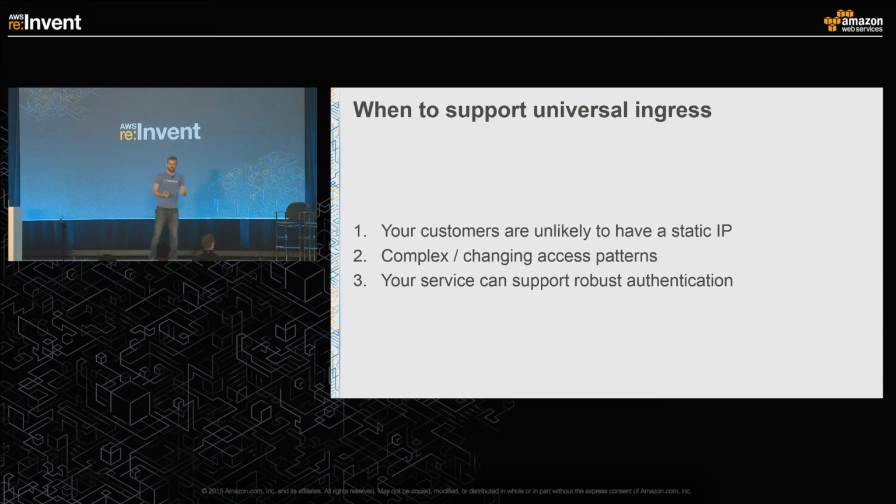So when you need to support universal ingress, it usually tends to be when your customers are unlikely to have a static IP. You're supporting complex or changing access patterns where your customer or the department you're supporting has no control over these things. But primarily, you only want to do this when your service can support robust authentication. If the service you're providing doesn't do it, you can do things like stunnel, which will provide SSL authentication on top of a plain text network service. There's lots of different things you can do there.